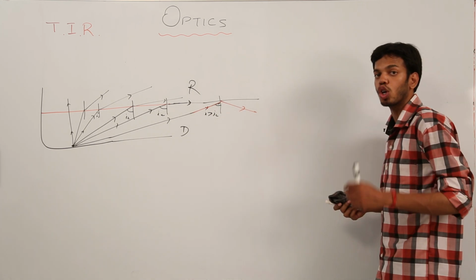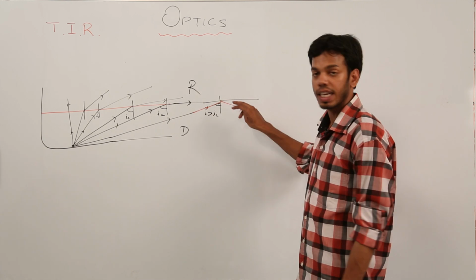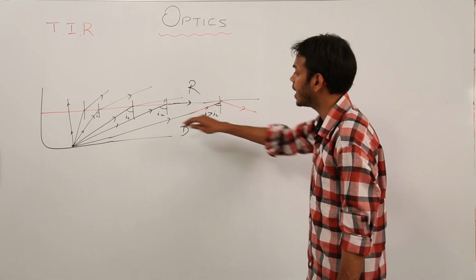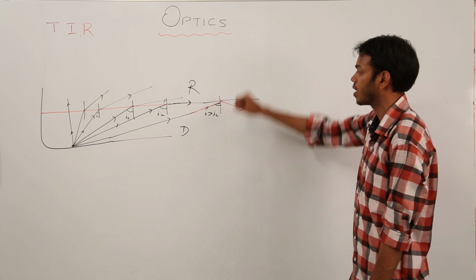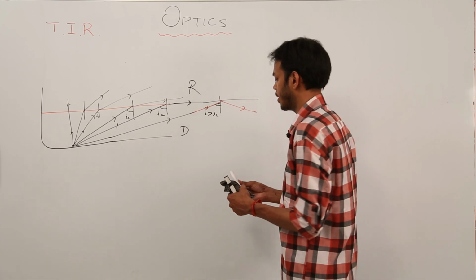I'll repeat again in short. It is the phenomenon of reflection of light in the denser medium when the ray traveling in the denser medium is incident at an angle greater than the critical angle on the interface. Alright, it's a bit shorter.